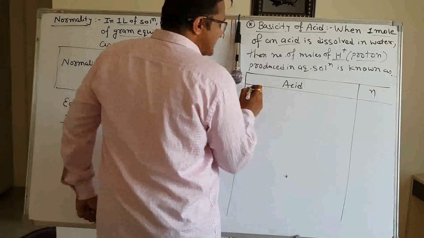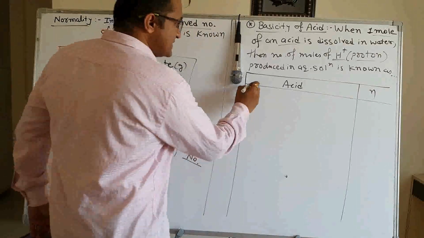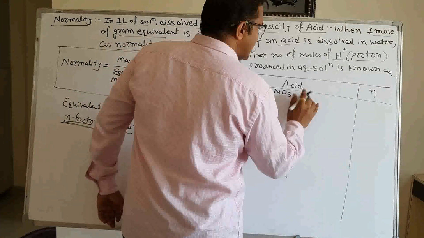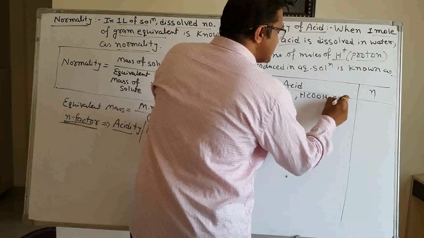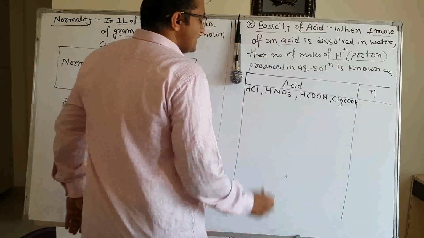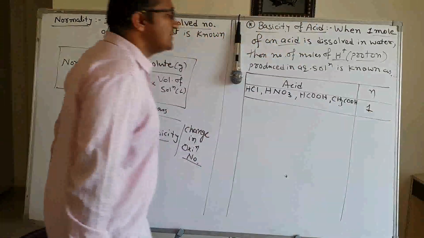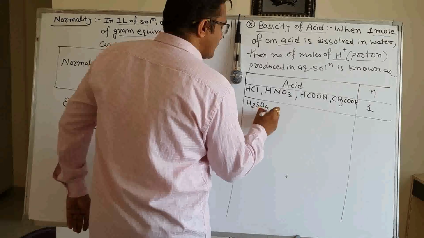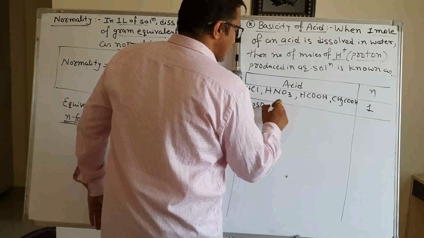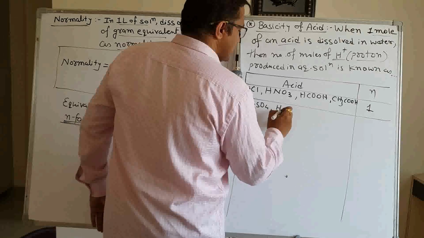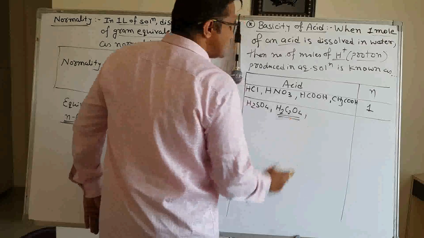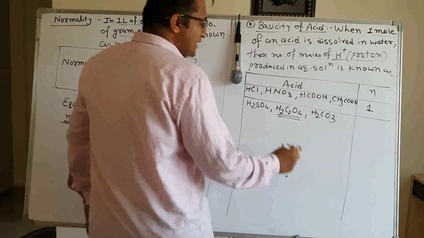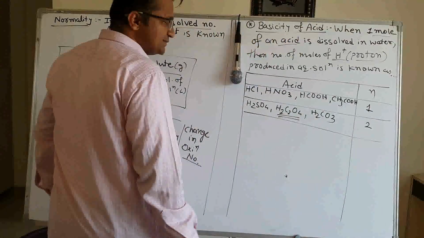Okay, now we will take some examples with formula and with concept. See, if we take HCl, HNO3, then HCOOH, then CH3COOH. So these acids have N factor 1. Next is H2SO4, H2C2O4, its name is oxalic acid, then carbonic acid. Okay, all have N factor 2.